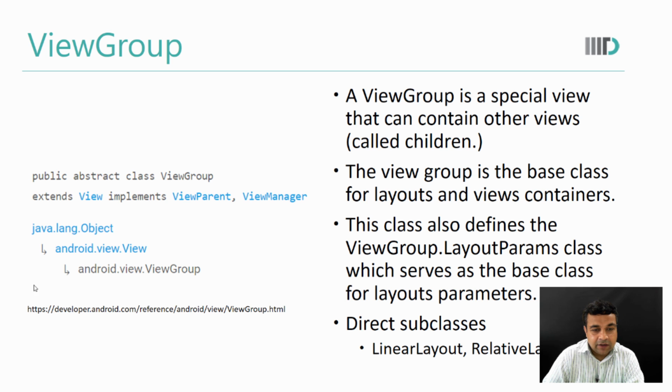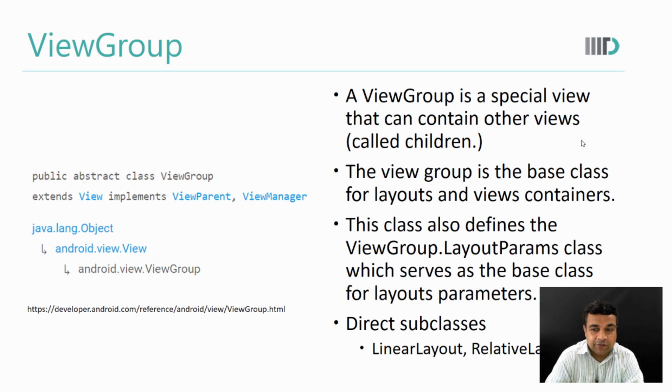This is a simple definition of view group as given in the Android documentation. As you can see, view group is an abstract class. It extends view and implements two interfaces. This class is defined under java.lang.Object, then android.view.View, and then android.view.ViewGroup. You can see more details about it by following this link.